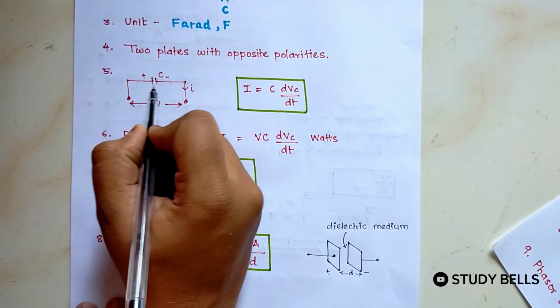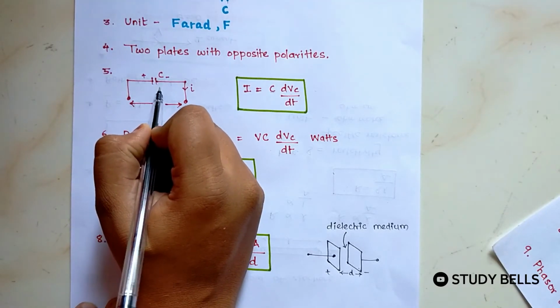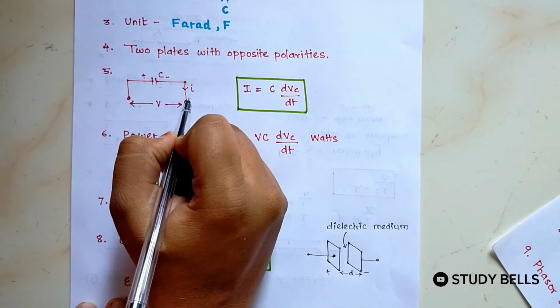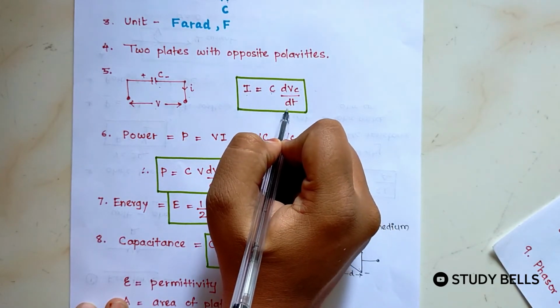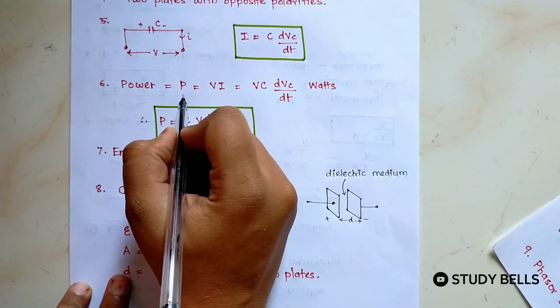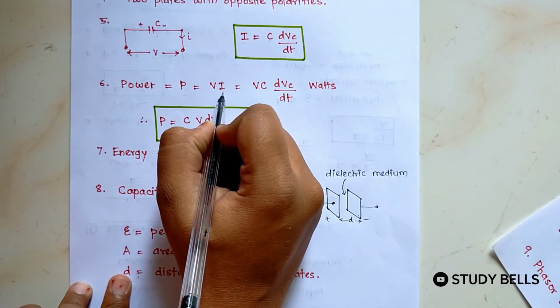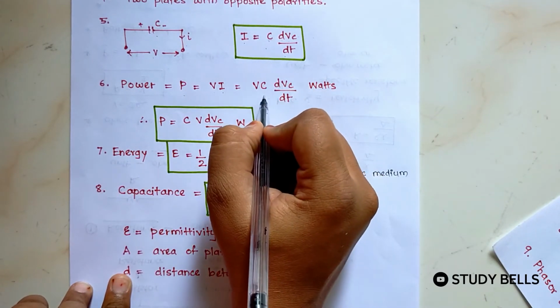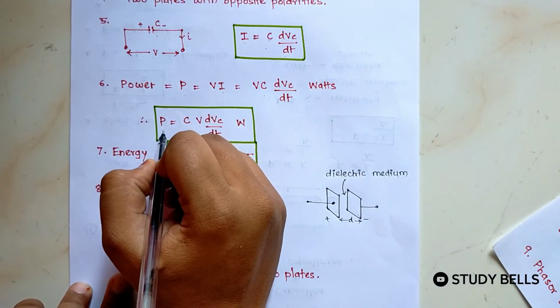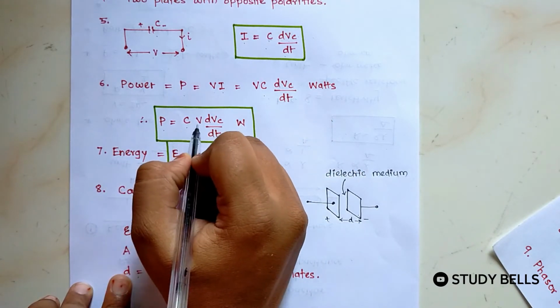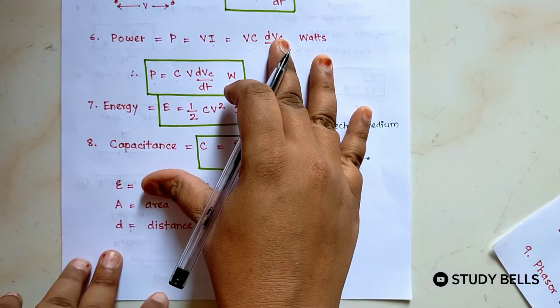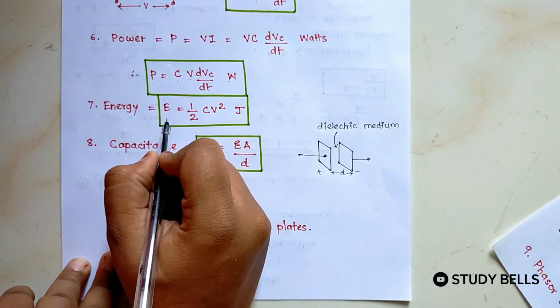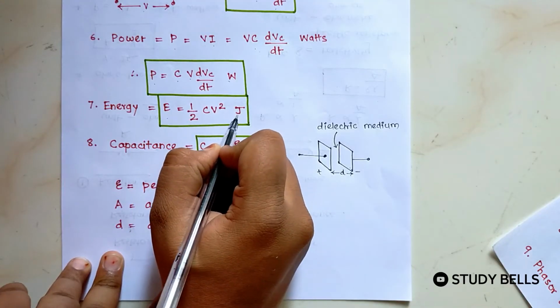Consider one circuit where capacitor is placed. Voltage V, current is I. So current is given by C dVc by dt. Power is given by the formula VI. So we can replace this I here. We can get the formula for power C v dVc by dt in watts. Energy of a capacitor is given by half C v square.